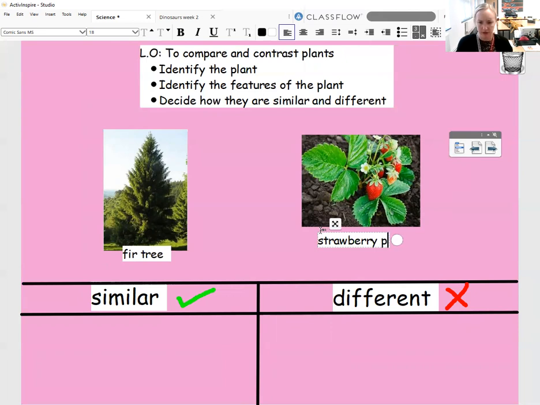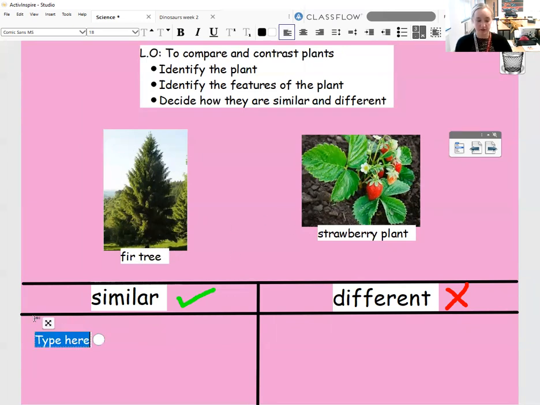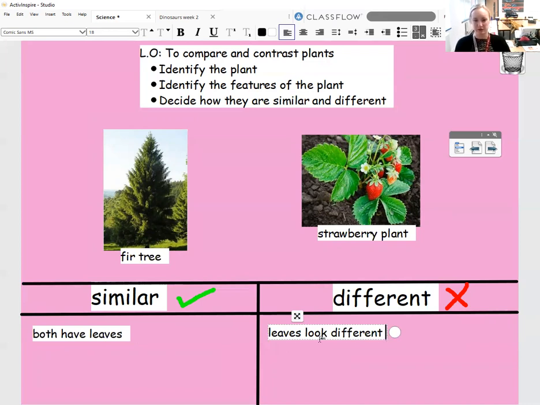So I'm not going to go through the features of a strawberry plant because I'm just going to remember them from last time. But I know fir trees are evergreens and they have needles, pine needles instead of leaves. So let's have a think. So they're similar because they both have leaves, don't they? Even though they look different, so we could say the leaves look different, but they do have leaves. Is there anything else that is similar about a fir tree and a strawberry plant? Well, some fir trees have pine cones, don't they? So we could say that some have fruits.